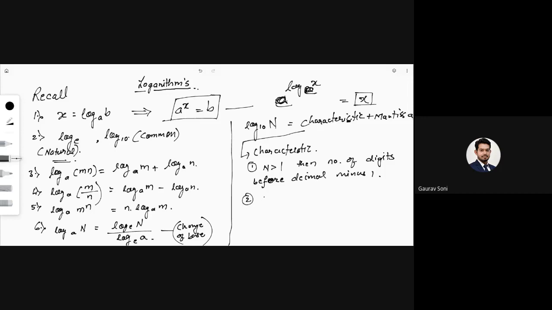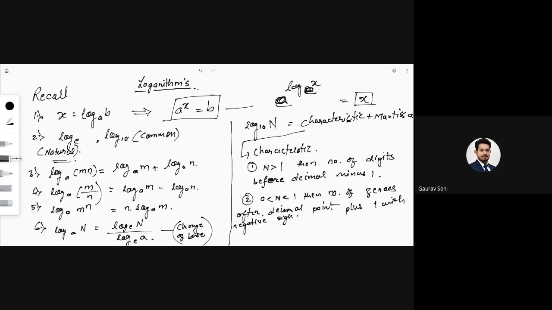If n is between 0 and 1, so if 0 is less than n is less than 1, then it is the number of zeros after the decimal point plus 1, with a negative sign. Okay, this is how we find the characteristic.